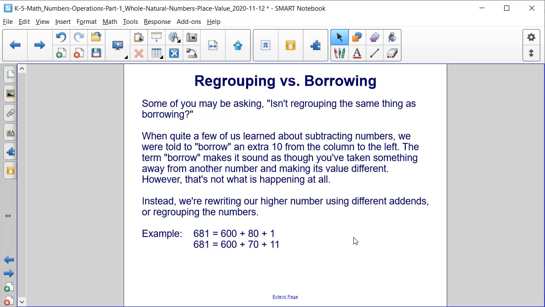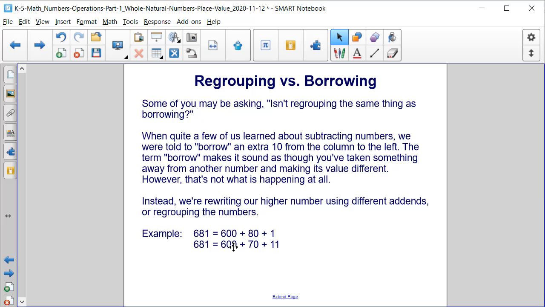Some of you may be asking, isn't regrouping the same thing as borrowing? When quite a few of us learned about subtracting numbers, we were told to borrow an extra 10 from the column to the left. The term borrow makes it sound as though you've taken something away from another number and you're making its value different. However, that's not what's happening at all. Instead, we are rewriting our higher numbers using different addends or regrouping the numbers together.